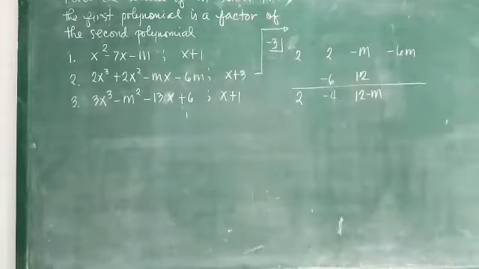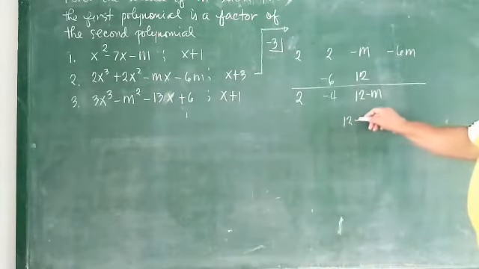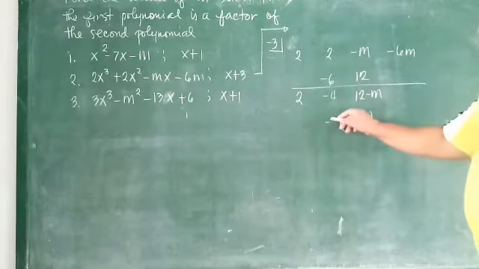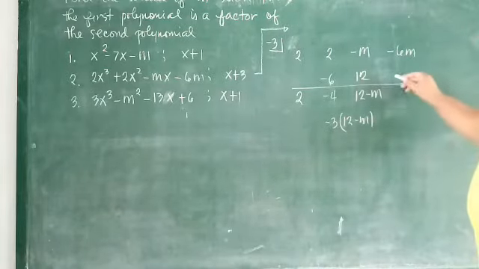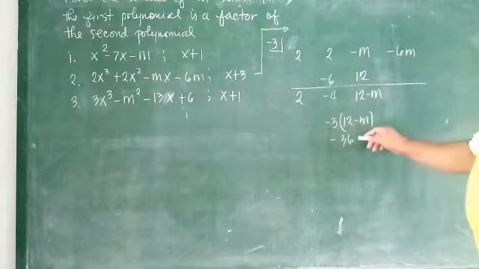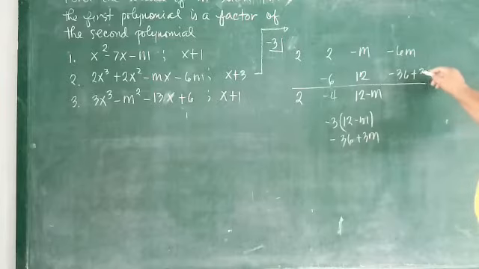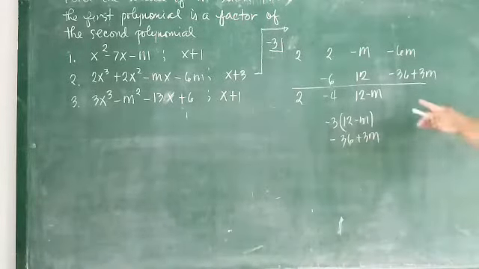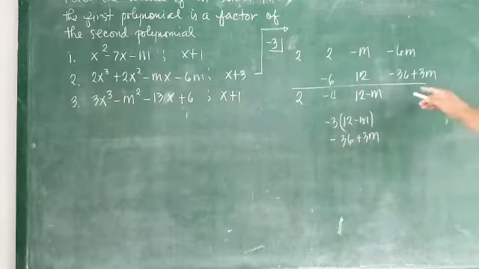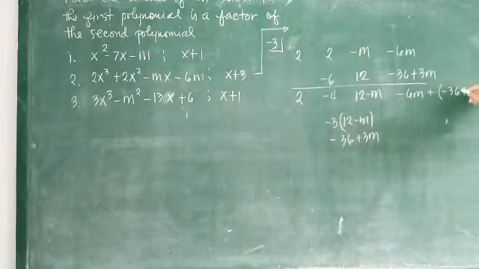Then 12 minus n times negative 3, so we write it out: negative 36 plus 3n. So what is underneath this? What will happen is this will become negative 6n plus negative 36 plus 3n.